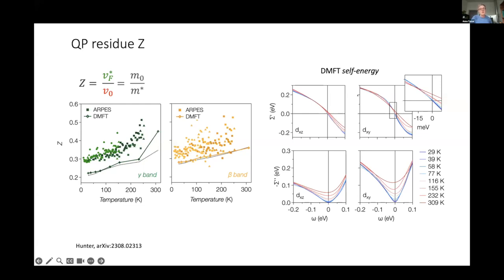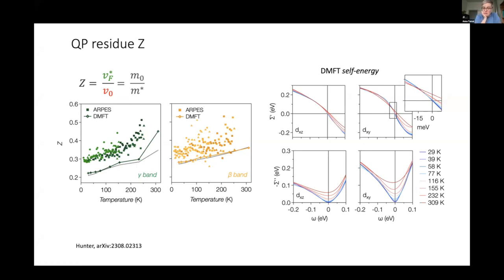We can also compare this with what is found by DMFT. In this case, in the orbital basis, if you look here at the real part of the self-energy for the dxy orbital, you see that the slope of the real part of the self-energy changes with the temperature, and it becomes less steep the more you go to higher temperature. And we know what is the orbital content along the Fermi surface. dxy is the dominant orbital character for the gamma band, and this is consistent. So this increase in Z is consistent with what DMFT also finds.